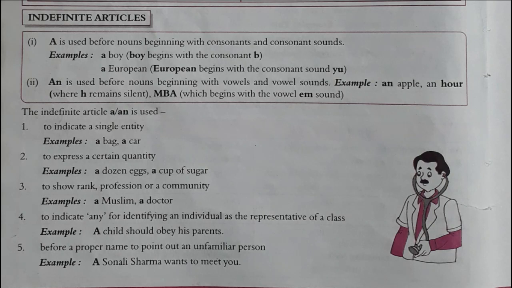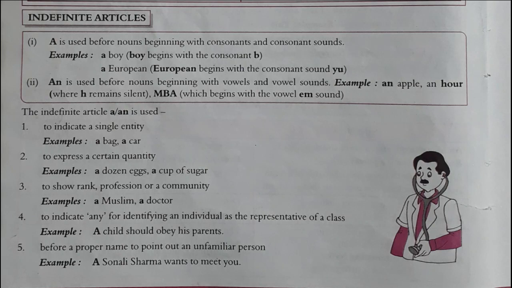Therefore, we will be using the indefinite article 'an' and not 'a'. You can't say 'a MBA', perhaps you will say 'an MBA'. So now it's very clear. Following are some rules: the indefinite article a or an is used in the following ways to indicate a single entity.